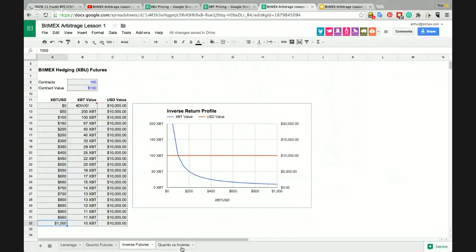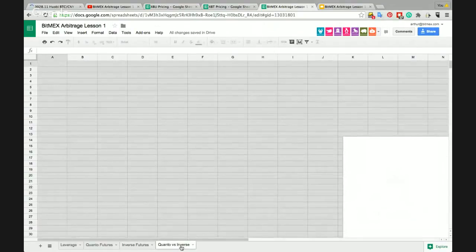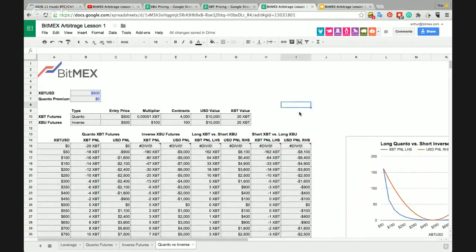Please refer to the Quanto versus inverse tab. Okay, so a little bit more complicated now. Assume that we have a Bitcoin US dollar price of $500, and we have two types of futures contracts, the XBT Quanto series and the XBU inverse series. Now, assume that we're going to have an equal exposure in both US dollar and Bitcoin terms at $500. And this is that table here with the multipliers, the number of contracts that we hold. And as you see here at $500, the US dollar and Bitcoin values are equal.